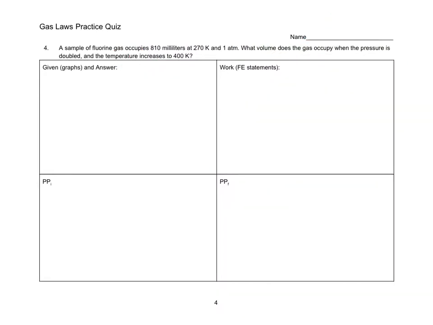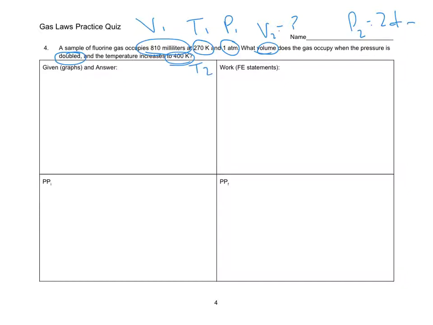Okay, this last one, we've got 3 things to consider. It says a sample of fluorine gas occupies 810 milliliters, so that's my V1, at 270 K. There's my first temperature. And 1 atmosphere, there's my pressure. What volume, so the V2 is my question mark, does the gas occupy when the pressure is doubled? That means my P2 is 2 atm. I'm just going to mark that down. And the temperature, T2, is 400 K.